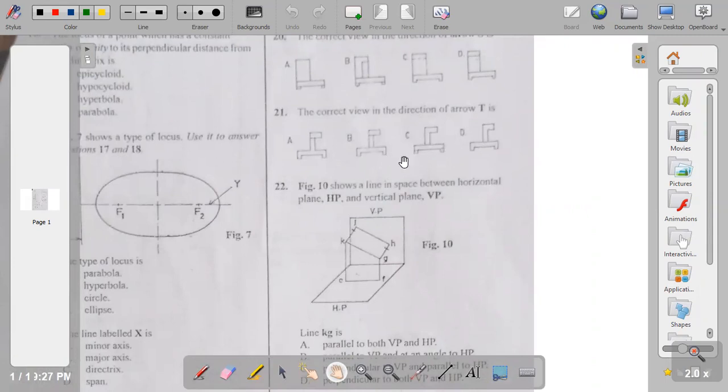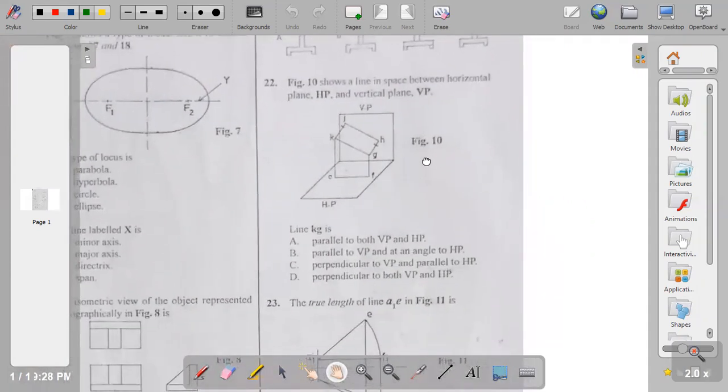This is incorrect because of the line. This is incorrect because of the joint. So the answer to question 21 is D, because it's open, it's not joined together. So we now move on to question 22.